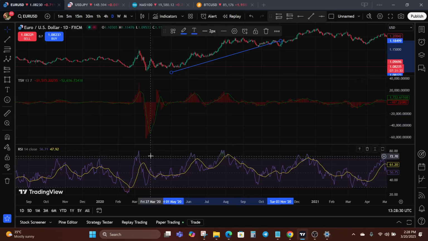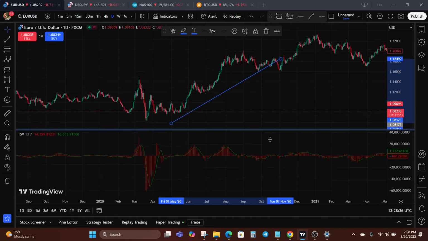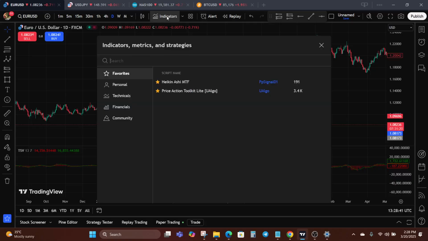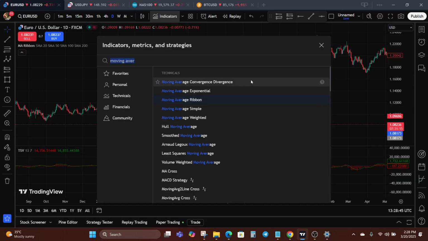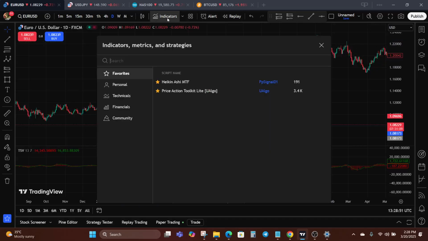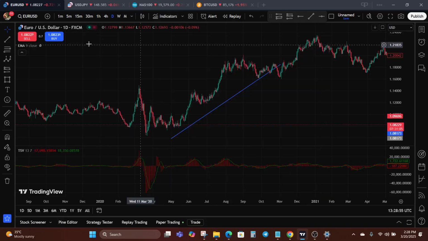Okay, you can also use moving averages. Watch out for the price trading above the moving average. Depending on your style of trading, whether you are a swing trader or a scalper, that's going to determine the moving average period that you're going to be using. Let's just use the normal exponential moving average and not the ribbon.